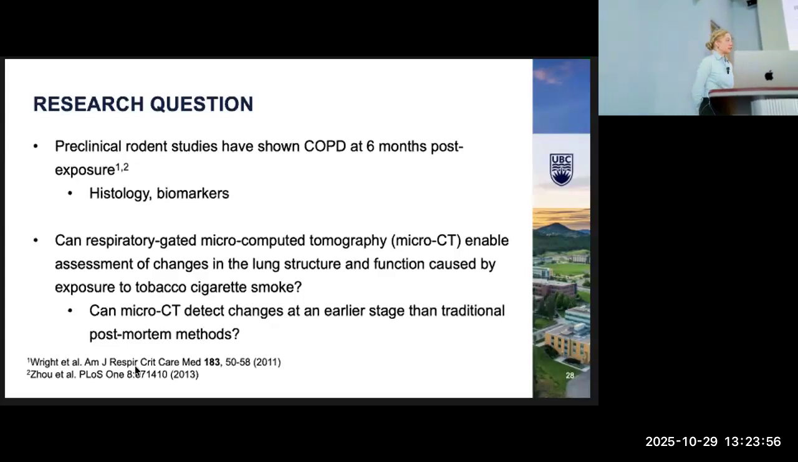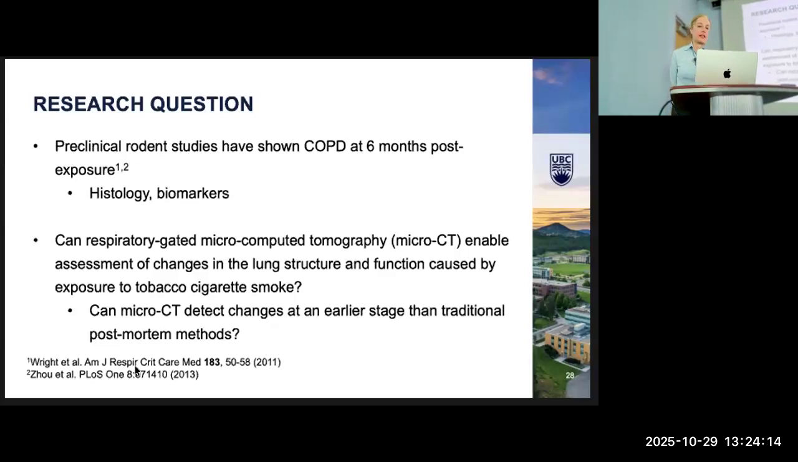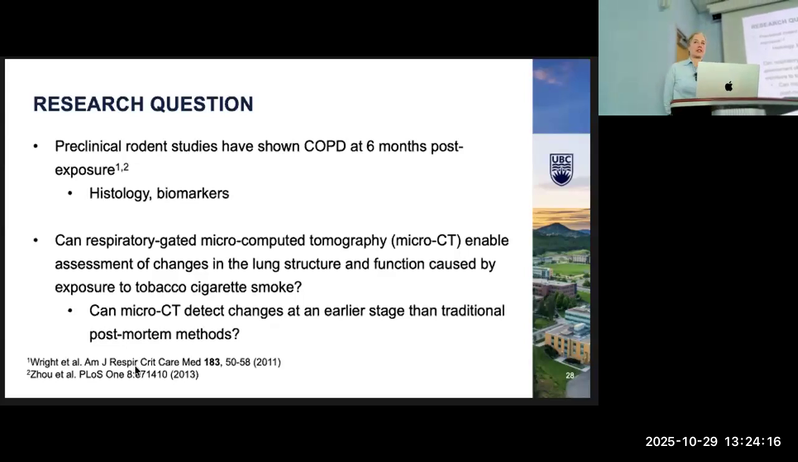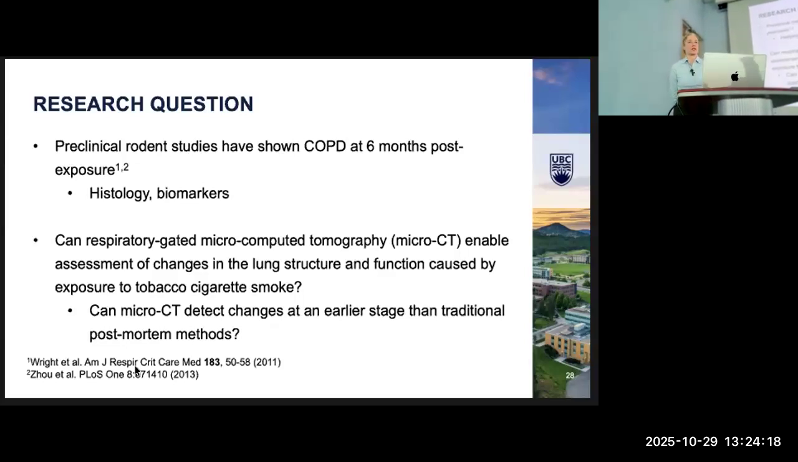So can we see any markers in the lung structure and function that are related to exposure to tobacco cigarette smoke? And can we detect any changes at earlier stages? So in the literature, it was basically 6 months is when it starts, but it wasn't clear if it was 6 months because that's when they looked, or 6 months because that's when it starts.